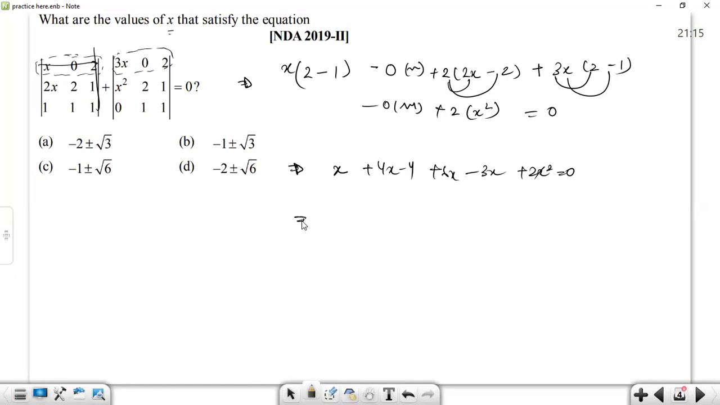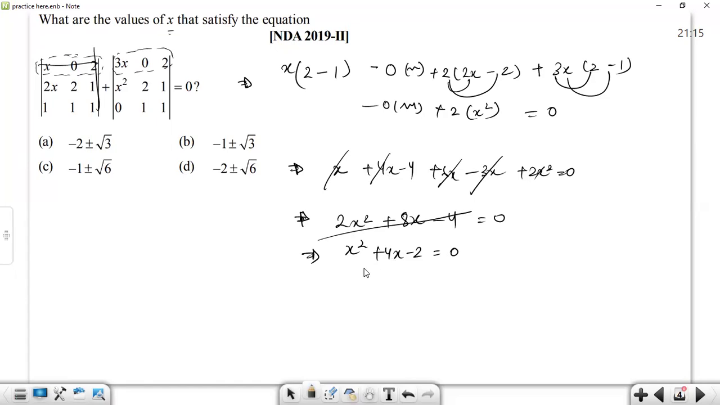Okay, let's now expand it to x square plus 3 plus 6x plus 6x minus 3x. This becomes plus 3x plus 4x plus 7x plus 8x minus 4 equals 0. Now let's divide both sides of the equation by 2. This becomes x square plus 4x minus 2 is equal to 0 by 2, which is 0.